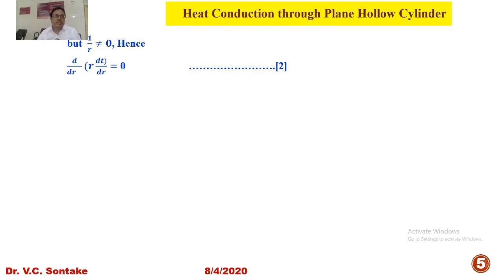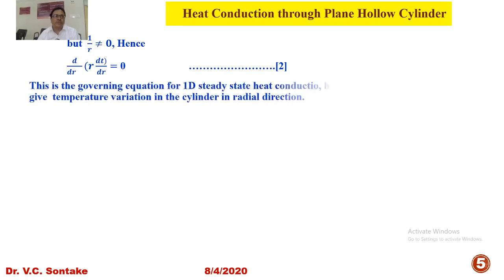In the previous equation, 1 by r cannot be 0. Hence, the only equation that remains after simplifying is d by dr of (r into dT by dr) equal to 0. This is equation number 2. Equation number 2 is the governing equation for one-dimensional steady-state heat conduction through the homogeneous and isotropic cylinder.